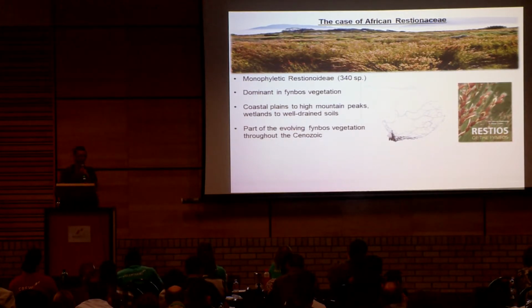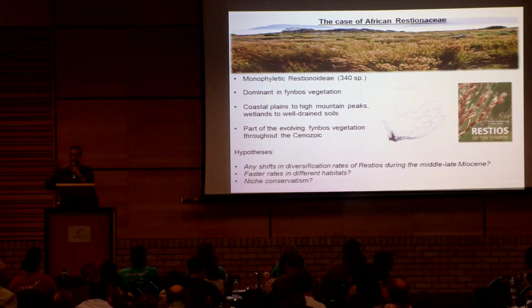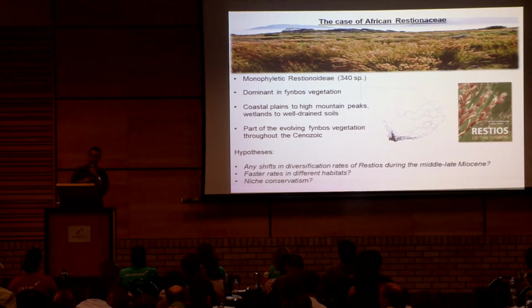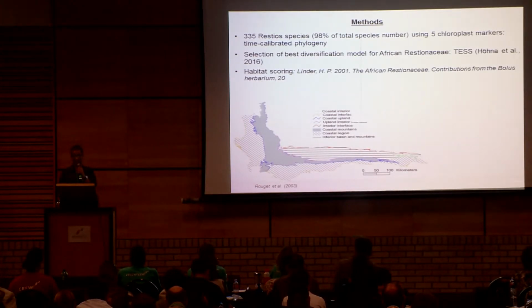So they're quite old. And this is the hypothesis we tested. Are there any shifts in the diversification rates of restios? Is it linked to the Earth history we know about? Are there faster rates of diversification in different habitats, et cetera, et cetera? And there you go, 98% of total species number. So we can be quite confident in the rates we infer and in the reconstructions we do. We're still missing 2%. We are working on it.